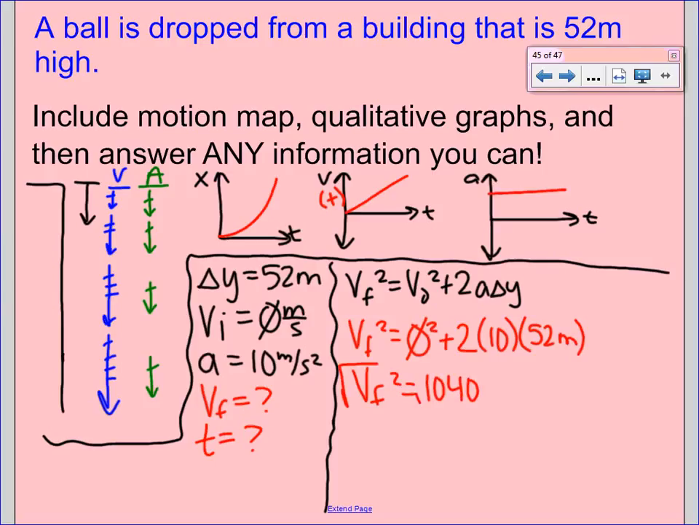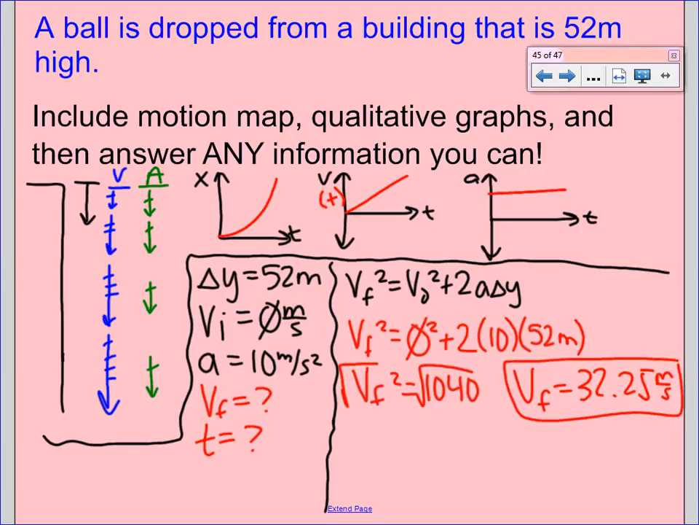And if I square root both of those, I'll end up getting my final velocity. And let's see here. Final velocity is approximately 32.25 meters per second. So that is the velocity it would reach right before it hits the ground.